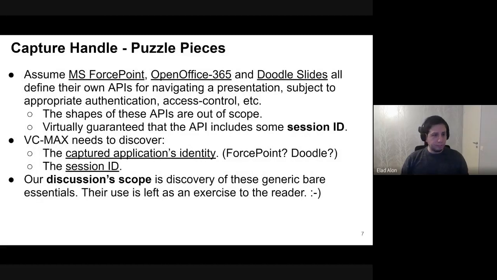So let's assume that the presentation application has all sorts of APIs for getting a message saying, hey, I want you to change to the next slide, or I want you to change to the previous slide, go into full screen, leave full screen, anything we can imagine. But what exactly it has is out of scope. Let's just assume that it has previous and next slide, just because that's easy.